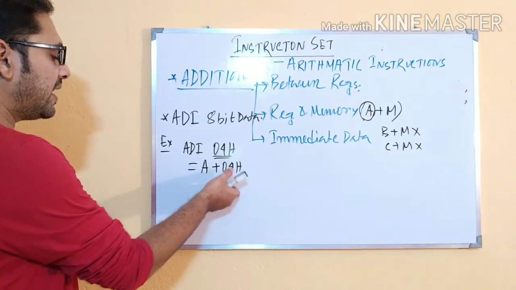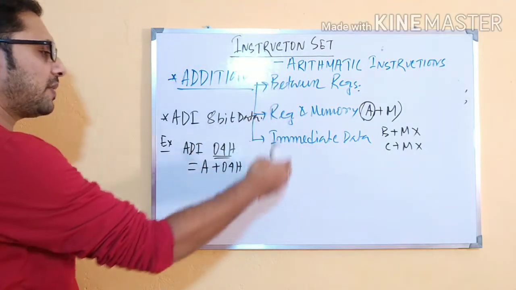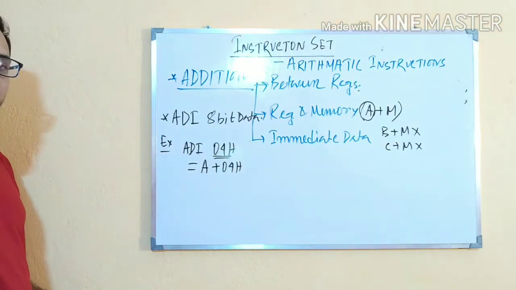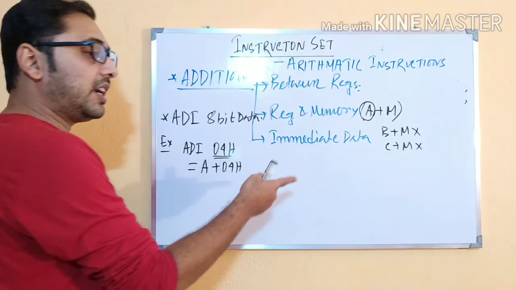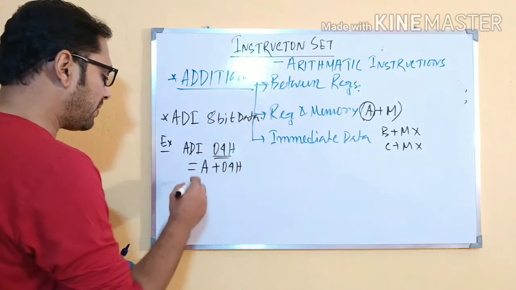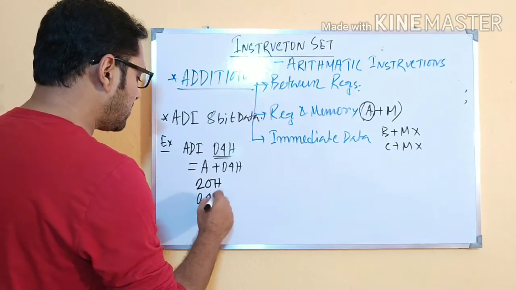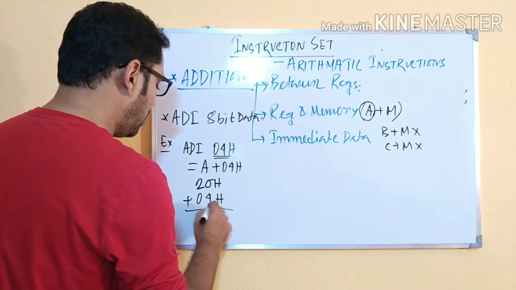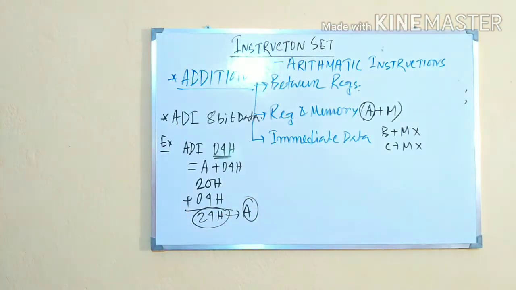and this immediate data is added with the content of the accumulator, and in all these cases, after performing addition, the result will always be available within the accumulator. Clear? Now from the previous example that I have wiped out, I said the content of the accumulator is 20. So if I perform this, the content of the accumulator is 20 hex, the immediate data is 04 hex, so the result will be 24 hex, and this result will be available within the accumulator itself.